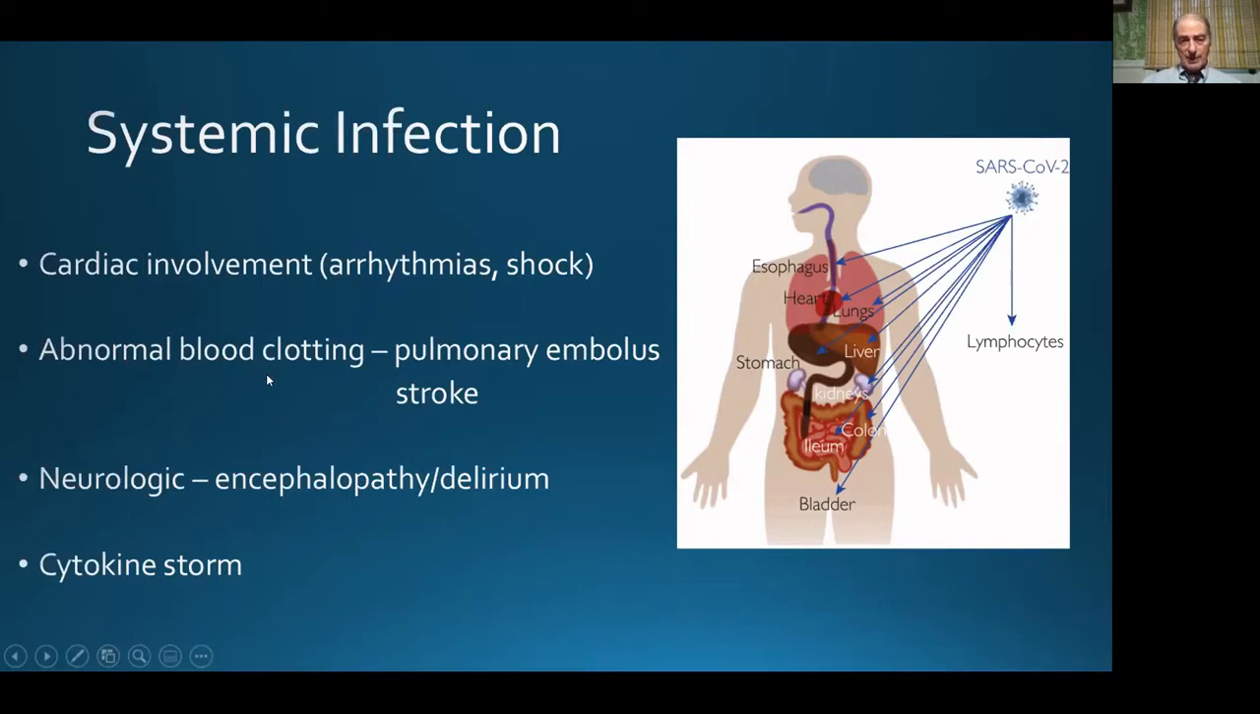There can be abnormal blood clotting, and we've learned to manage that, but it can lead to pulmonary emboli and strokes. Neurologic complications are not fully understood, but many patients who are in this seriously ill category will get delirium. And then something that we refer to as cytokine storm, which just means a super overreactive inflammatory response to the virus, can also occur, can lead to shock, and can be very, very serious in and of itself.